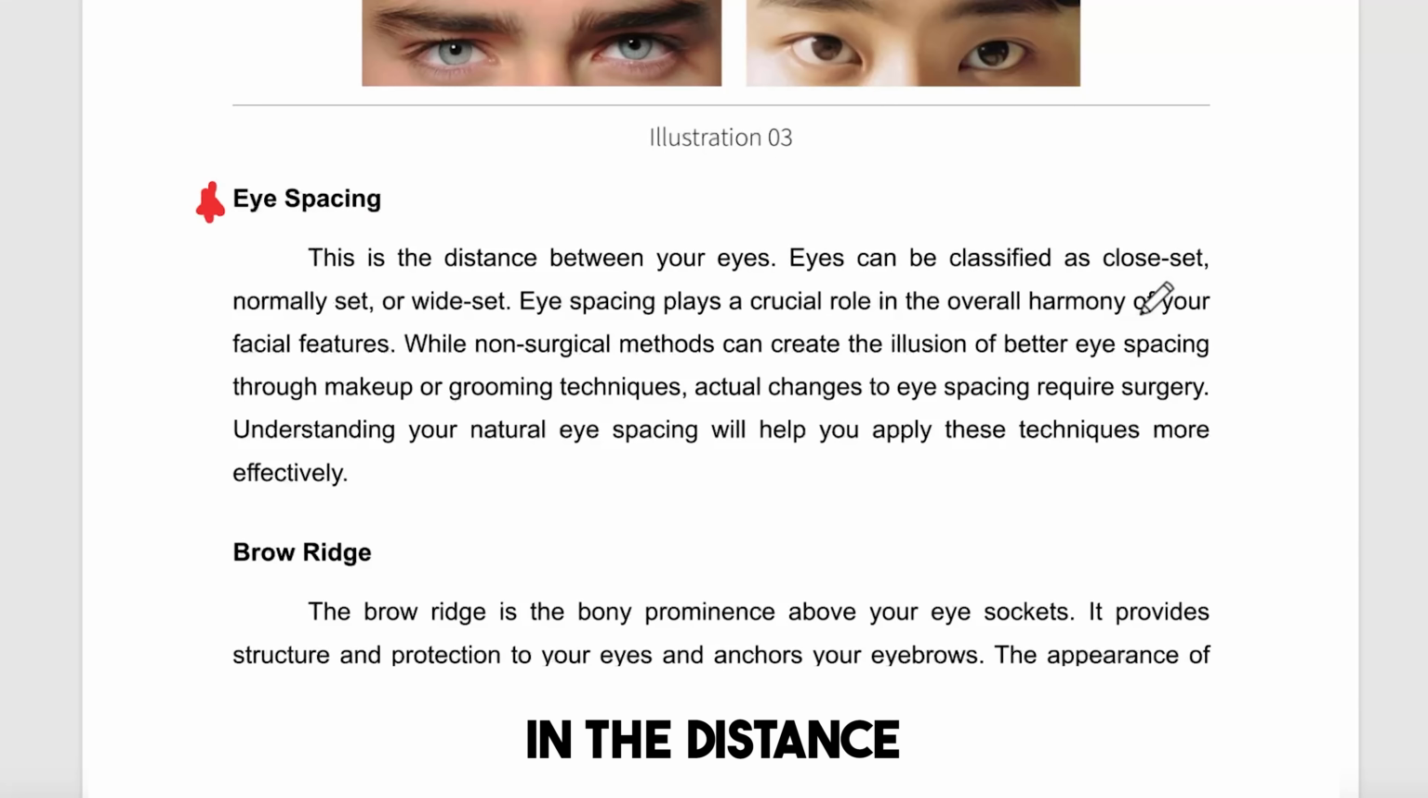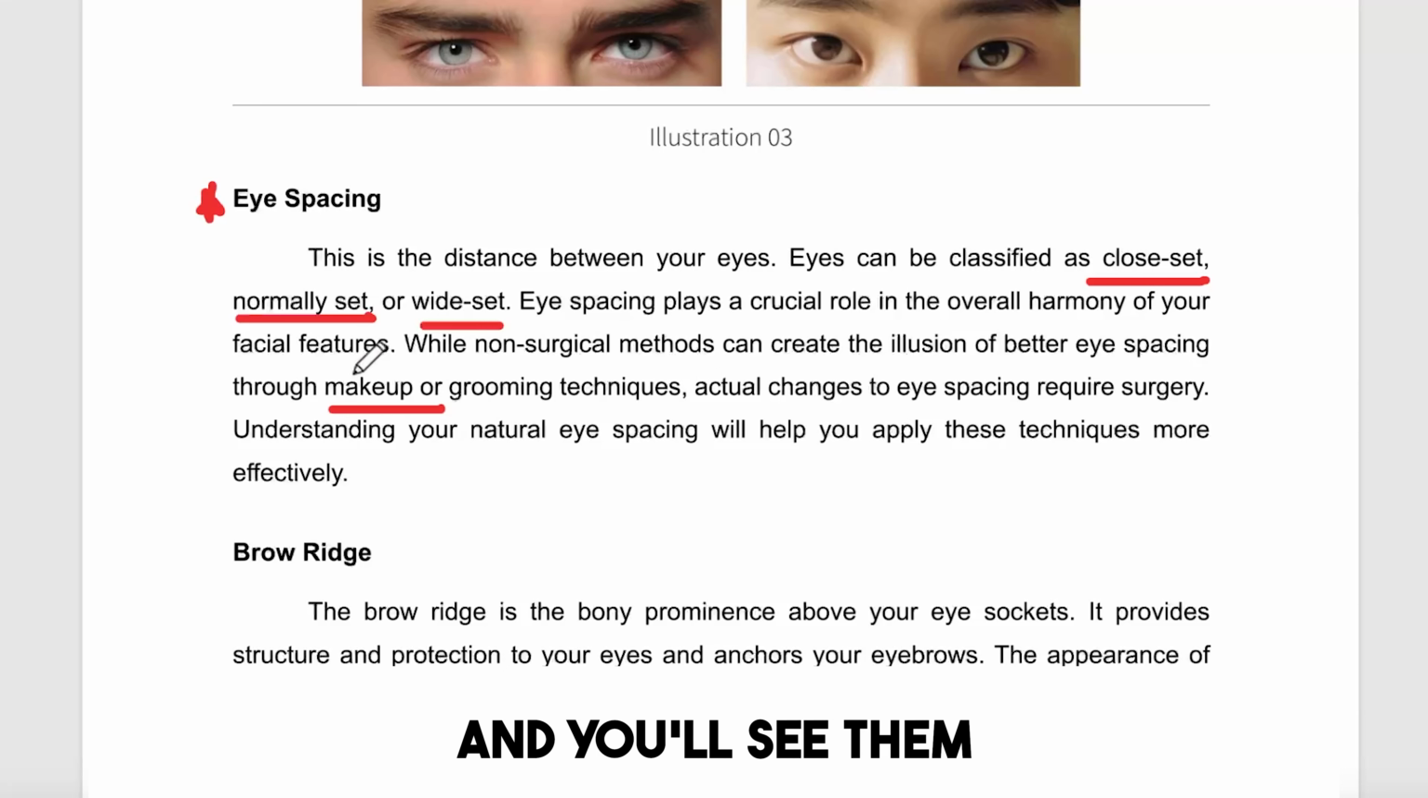Right, this is the space and the distance between your eyes. Eyes can be classified as close set, normally set, or wide set. Eye spacing plays a crucial role in the overall harmony of your facial features. While non-surgical methods can create the illusion of better eye spacing, again through makeup or grooming techniques, girls know their stuff, and you'll see them doing this a lot, especially when their eyes are wide. They find ways to fill in with highlighter and whatnot.